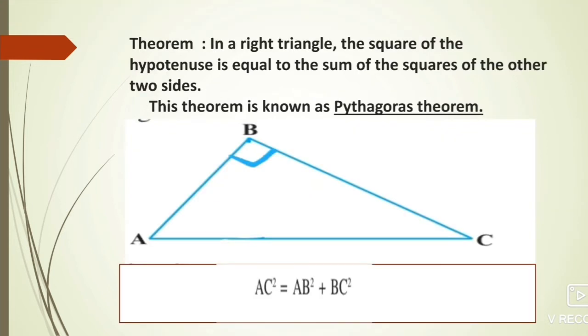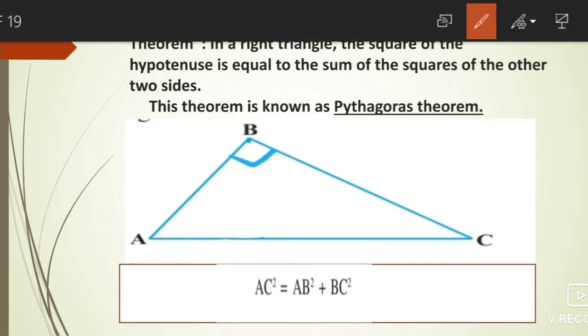Now the next theorem is known as Pythagoras theorem. It states that in a right angle triangle the square of the hypotenuse is equal to the sum of the squares of the other two sides. That means if triangle ABC is a right angle triangle where B is 90 degrees, this one is perpendicular, this one is base and this one is hypotenuse. The theorem states that hypotenuse square is equal to base square plus perpendicular square. That means AC square is equal to AB square plus BC square. This theorem is known as Pythagoras theorem.